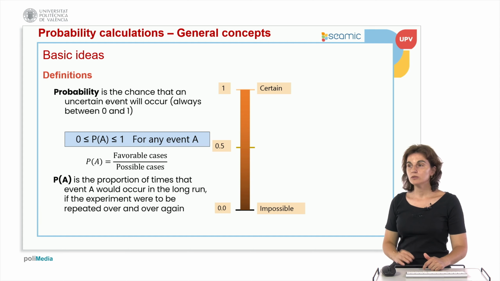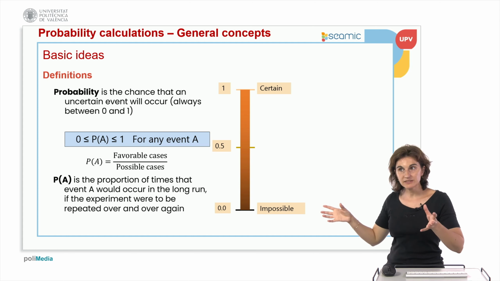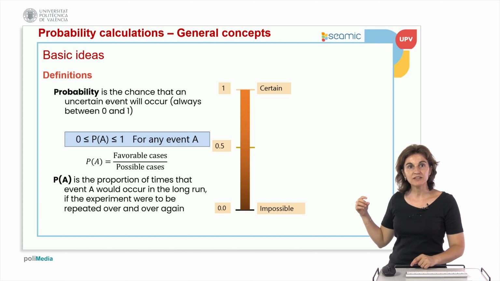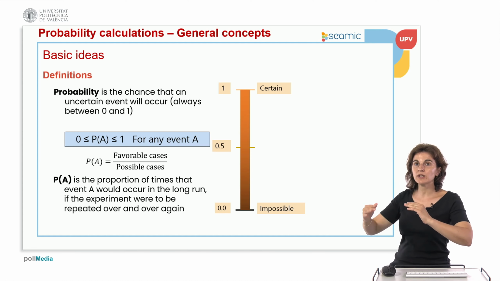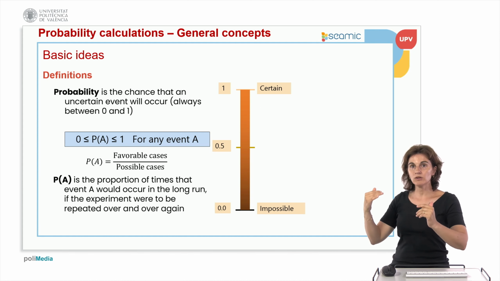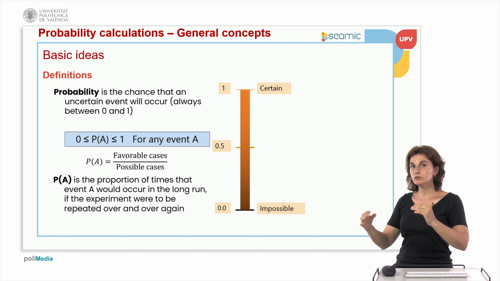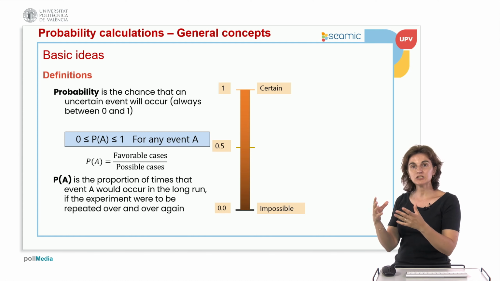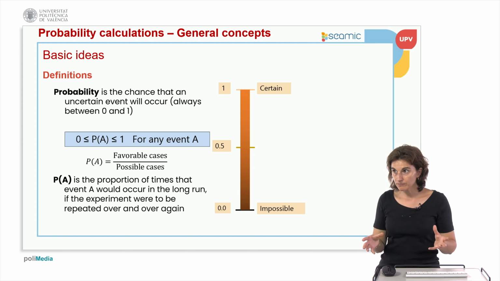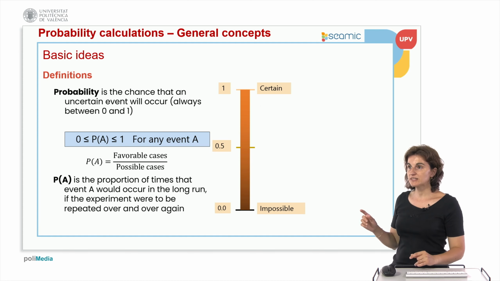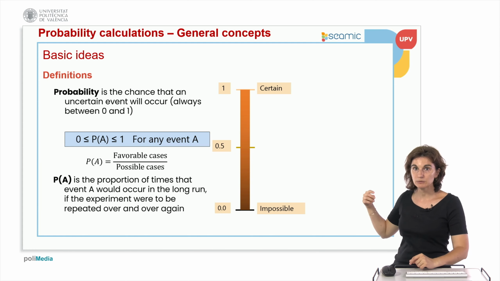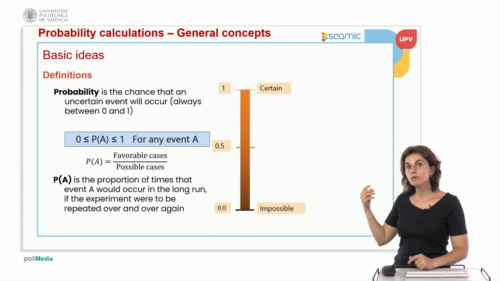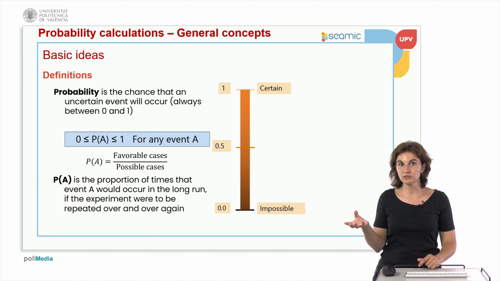We will refer to P of A within parentheses as the proportion of times that event A will be observed, will happen in the future, in the long run, if we were able to run again and again this sampling design, if we were able to replicate experiments over the same phenomena. The probability of A, expressed as P of A, is the proportion of times that we expect to observe event A in the long run. So that's the probability, that's the chance that something is going to happen in the future.